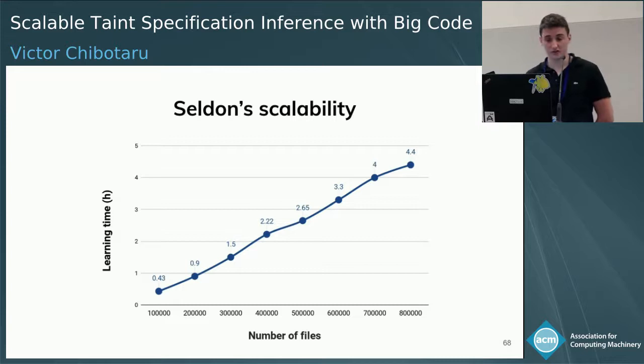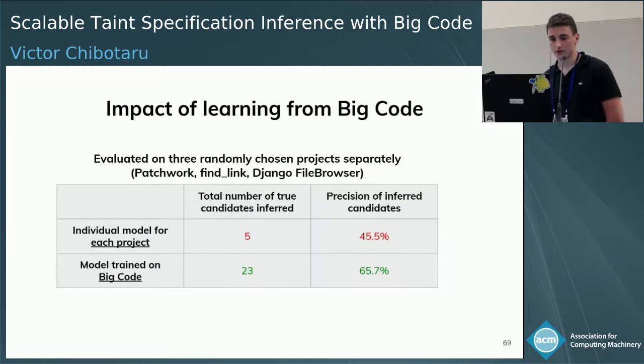The key characteristic of the system that made this possible, that made learning from big code possible, is the speed of the system. So you can see that the learning time scales linearly with the number of files we use to train. For the biggest data set of 800,000 files, it took us around 4.5 hours to train, which is a feasible time. So besides benchmarking, we did a couple of other experiments.